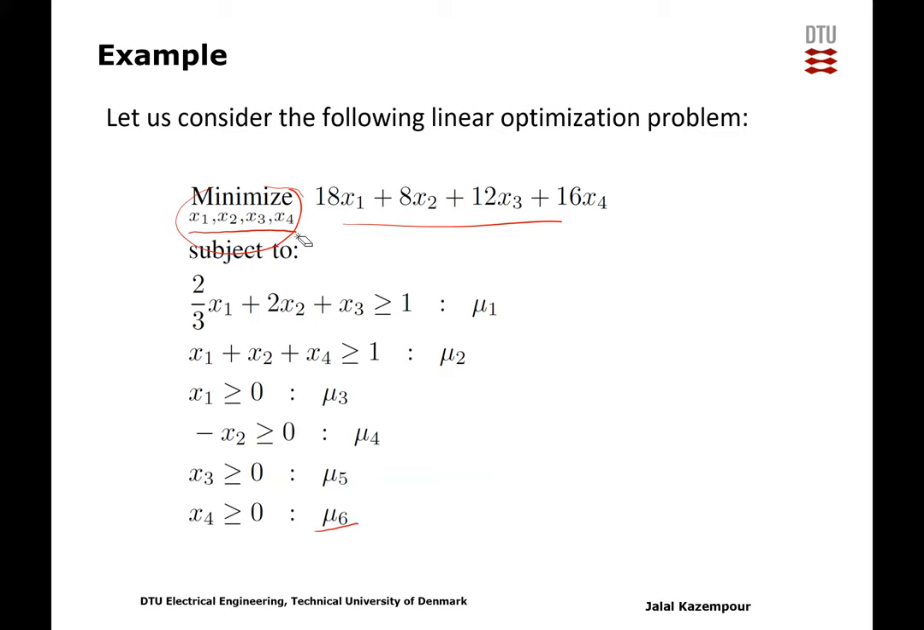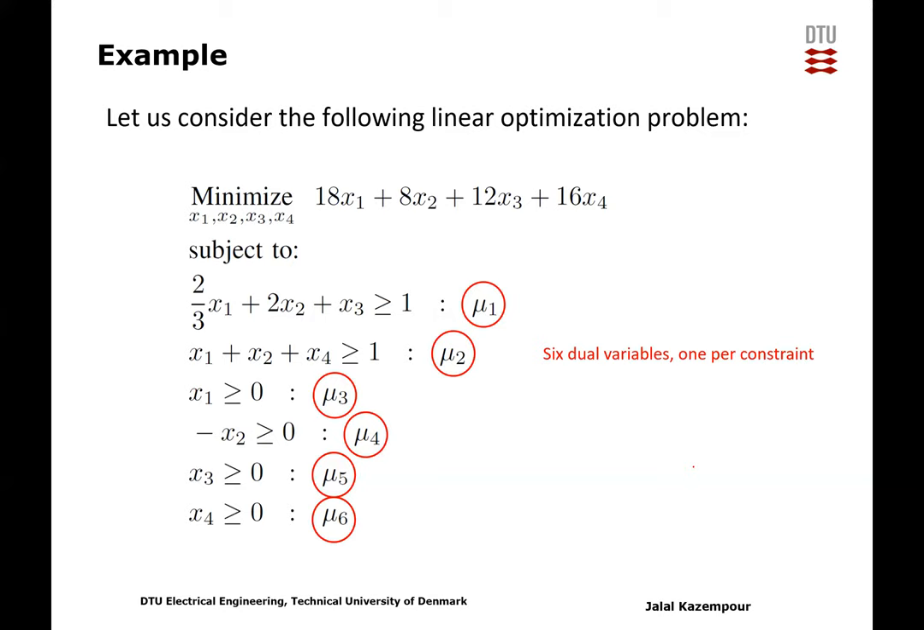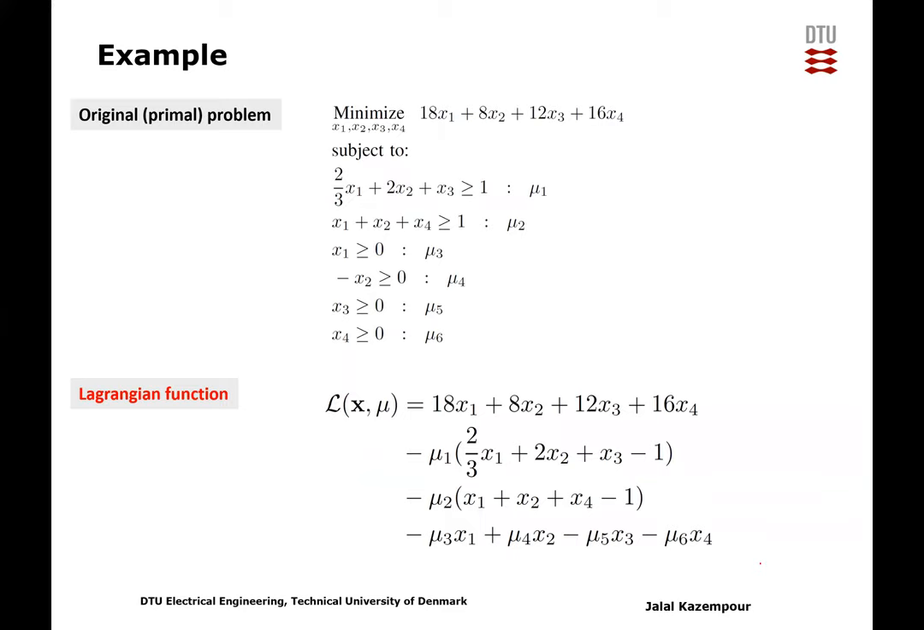Good. Is it in the standard form? Is this optimization in the canonical form? No, because we have greater than or equal to. We have to make it lower than or equal to, exactly. So yeah, remember this. So you can easily write it. This is, for example, for all of them, for example, this one is minus x1 is lower than or equal to 0. And still I call it μ3.